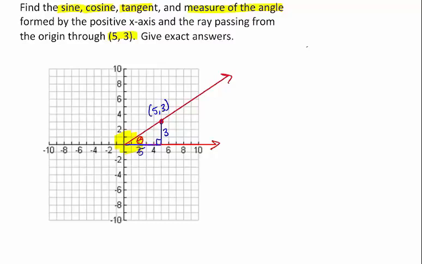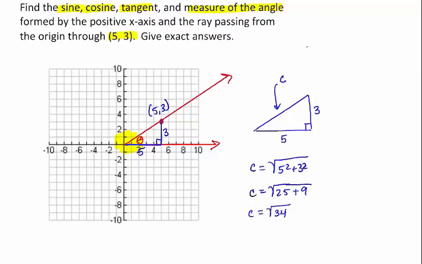So what we have here is a right triangle, and we can use the Pythagorean theorem. I'm going to redraw the right triangle here. We're going to apply the Pythagorean theorem so that we can get the length of the hypotenuse, and everybody work that out right now. All right, hopefully you got the result that your c, or your hypotenuse, is the square root of 34. And so now we can use that information as we answer these questions.